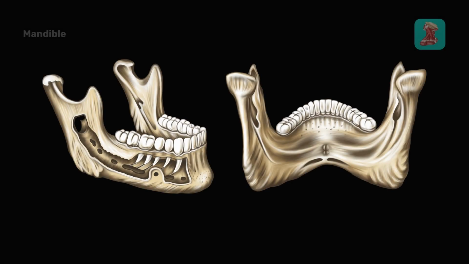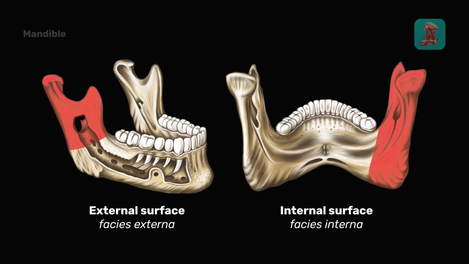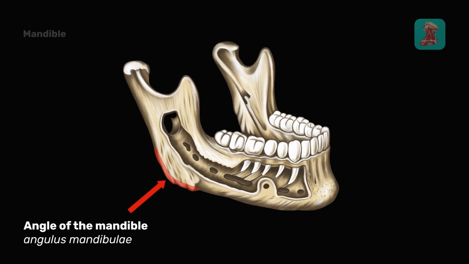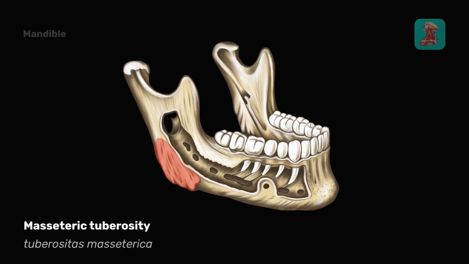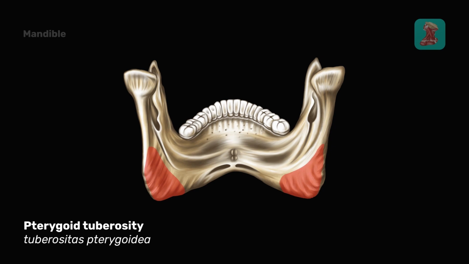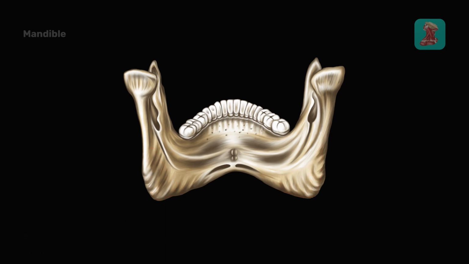The ramus of the mandible has two surfaces: an external surface and an internal surface. The transition from the body of the mandible to the ramus of the mandible is called the angle of the mandible. On the external surface of the angle lies the masseteric tuberosity. And on the internal surface lies the pterygoid tuberosity. There are muscles attached to these tuberosities. Above the pterygoid tuberosity lies the mandibular foramen.